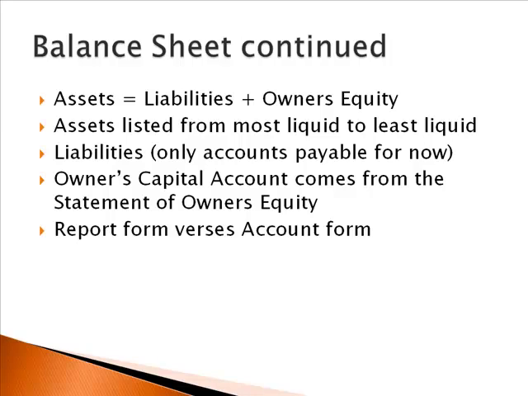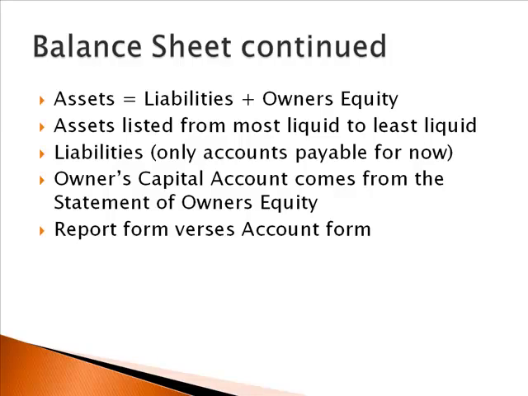The balance sheet that we're going to be looking at here in a couple of slides is in the account form, and an account form shows assets listed on the left and liabilities and owner's equity listed on the right, ending with total liabilities and owner's equity, which should add up to be equal to the assets number, just like our accounting equation.